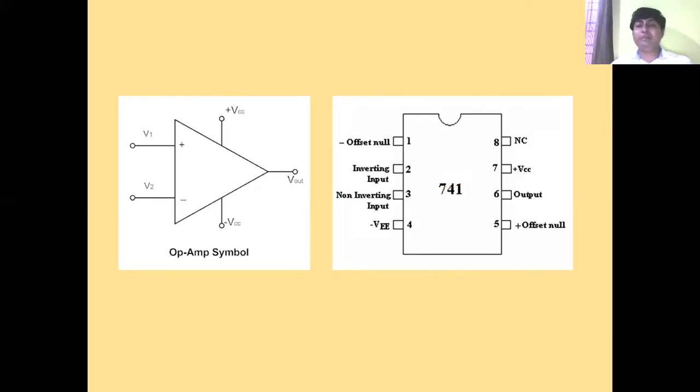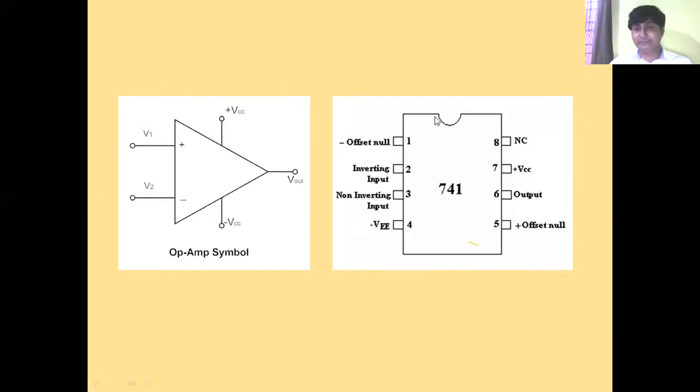So this operational amplifier, that is µA741, is an 8-pin IC. It is an 8-pin DIP. Okay, so pin number 1, 2, 3, 4, 5, 6, 7, 8. Here you can observe how we can count the pin numbers.